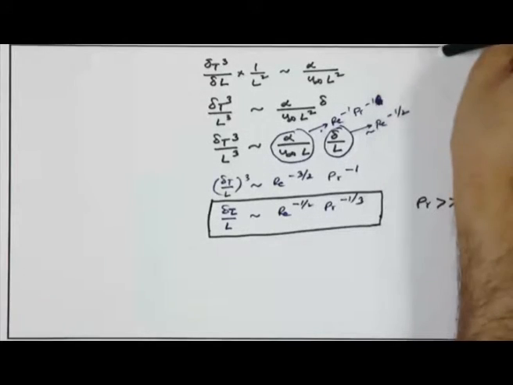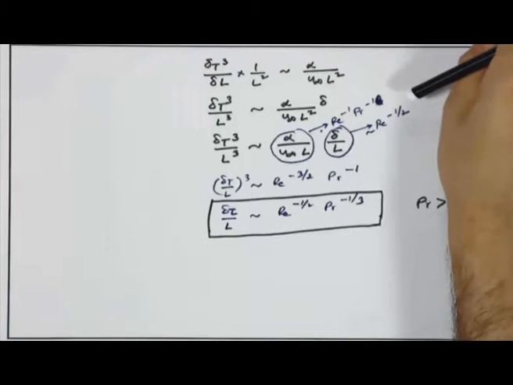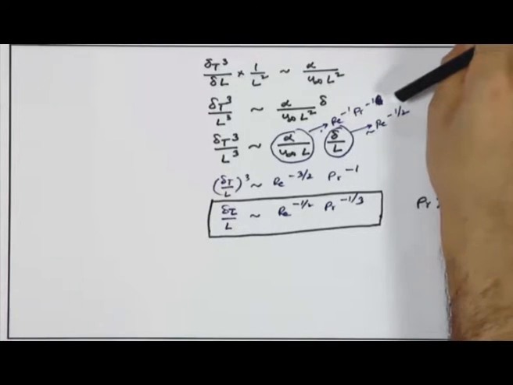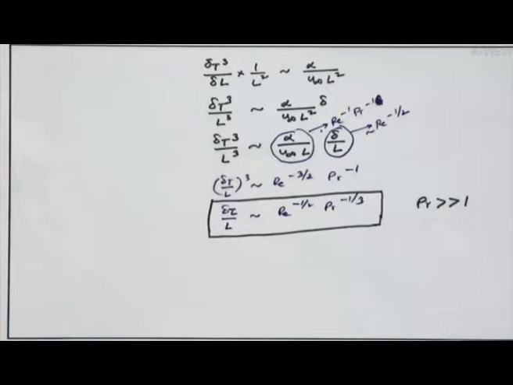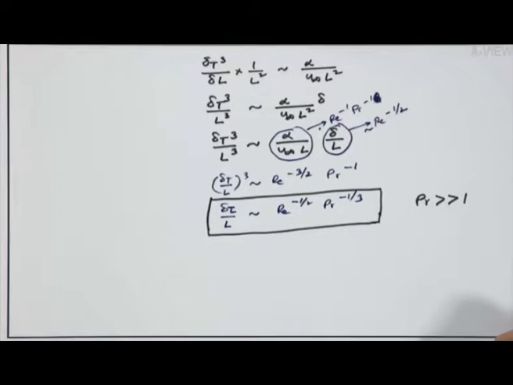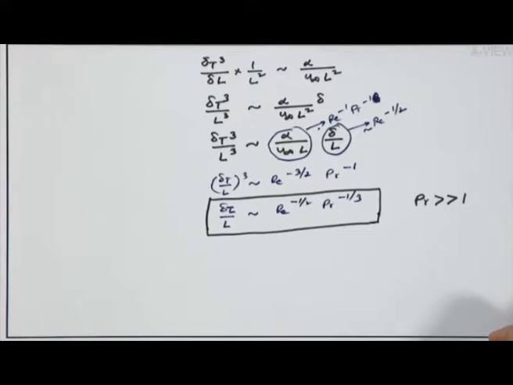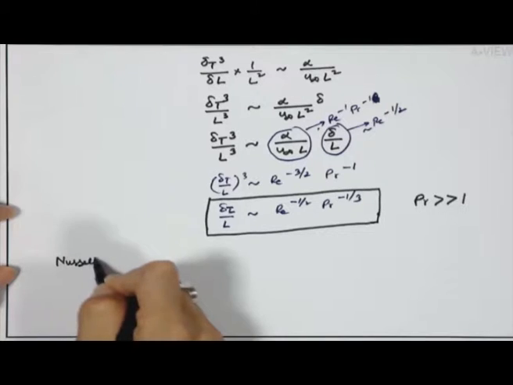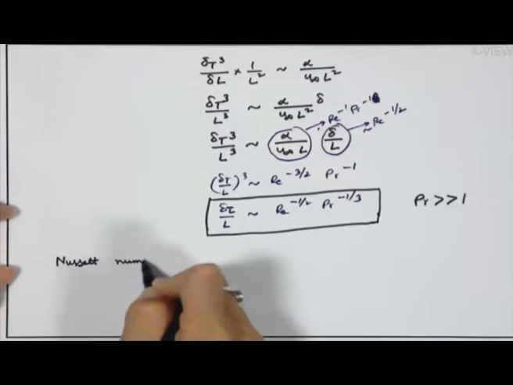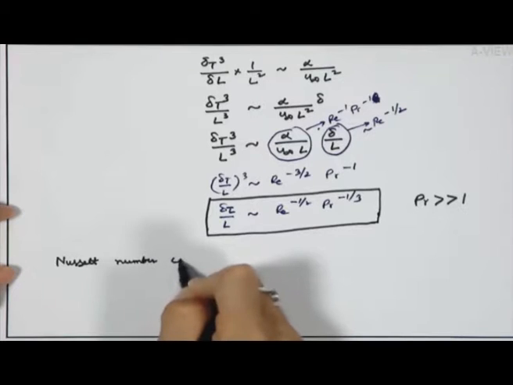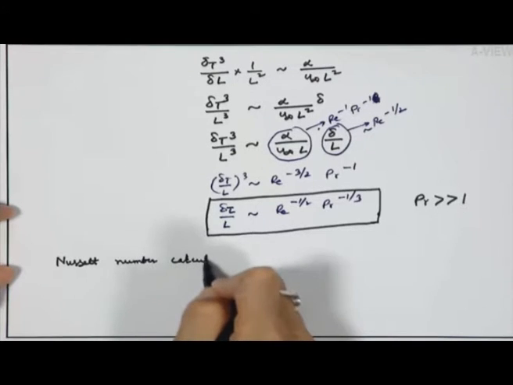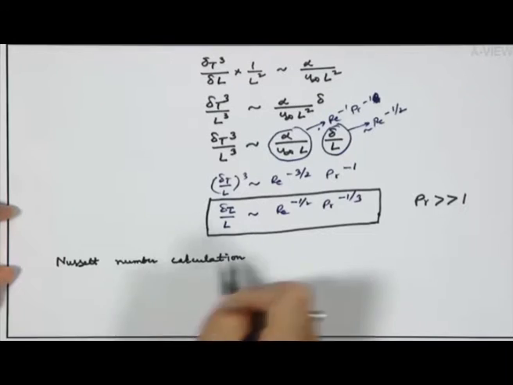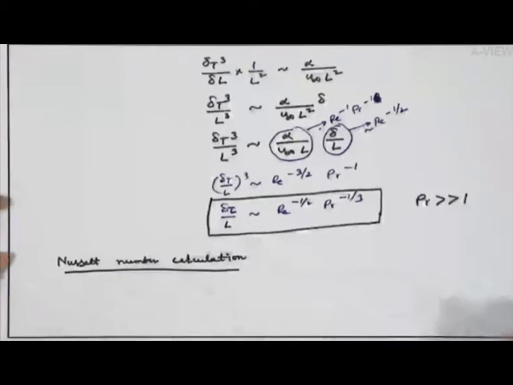Okay. Now, we have got how the thermal boundary layer thickness varies with L for both the cases, Prandtl number much greater than 1 and Prandtl number much less than 1. But our objective at the end is to find out the heat transfer rate at the wall, which is obtained through the Nusselt number. Nusselt number calculation.